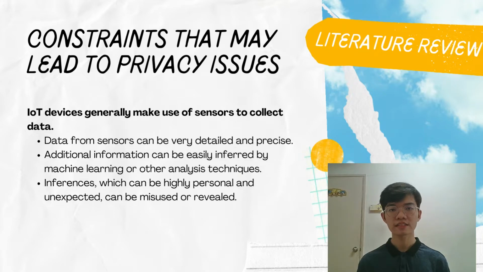IoT devices generally make use of sensors to collect data, and data from sensors can be very detailed and precise. This level of granularity enables additional information to be easily inferred by machine learning or other analysis techniques. Such inferences, which can be highly personal and unexpected, can be misused or revealed.